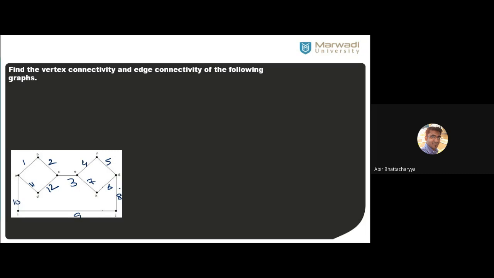So tell me, what is EC here? EC is 2. What are the edges? 3 and 9. Okay, 3, 9. Correct. So 3, 9 are the edges we can remove. So EC is going to be 2.